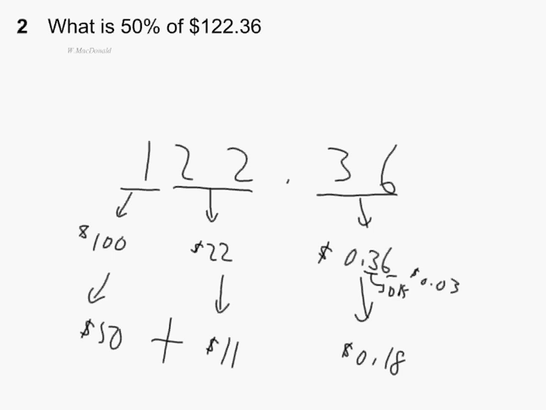Now to get 50% of all that, I'm going to add them together. I would have $61.18. So 50% of that is $61.18.